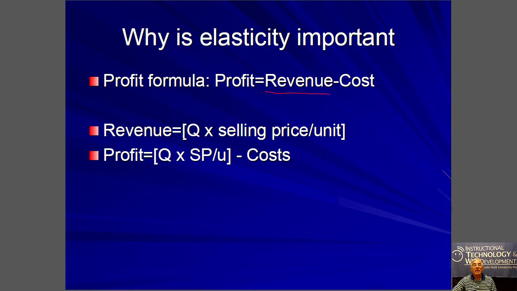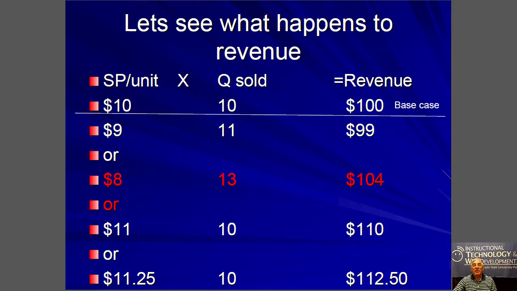Well, revenue, let's say you're selling crayons, is the number of crayons you're selling times the selling price per unit, or quantity times selling price per unit. That's revenue. And you still have minus costs. So the question is, if we're trying to make revenue better, to make profit better, what happens if we change the price?